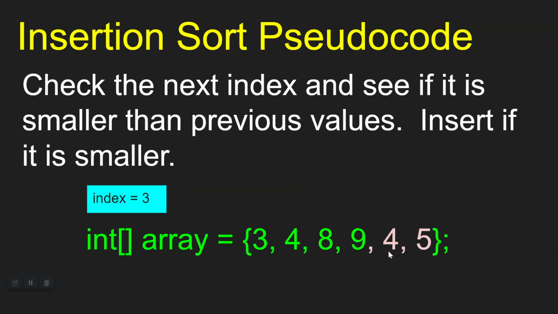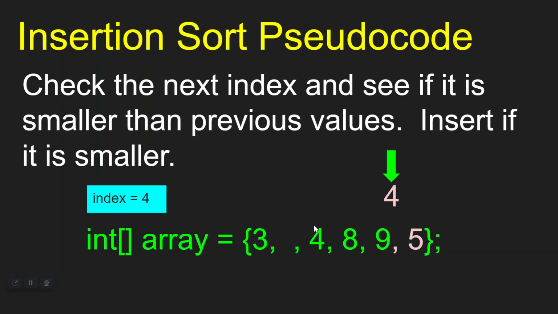We're going to move on to index 4. We're going to pull that out. Obviously, 4 is smaller than 9. It is smaller than 8, but it is not smaller than 4. So it's smaller than 9, it's smaller than 8, not smaller than 4. So we're going to slide everything down, and we're going to pop that 4 where it should go.